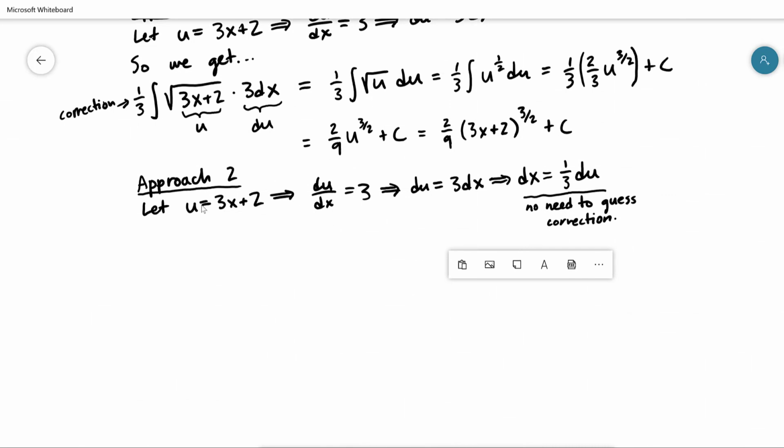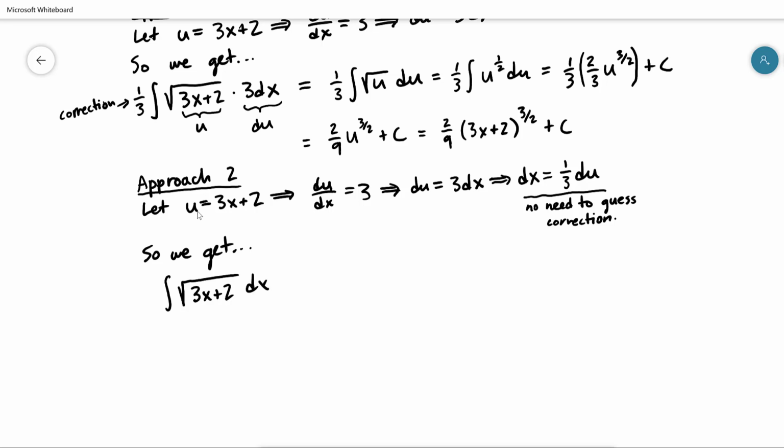So substituting everything in, our original integral is the integral of the square root of 3x plus 2 dx, and we have now rewritten this as square root of u based on this substitution right here. I just replaced the 3x plus 2 with u, and now I just need to replace dx with what we solved for over here. It's 1/3 du, and I can pull that 1/3 out in front, and I've got the integral of the square root of u du.